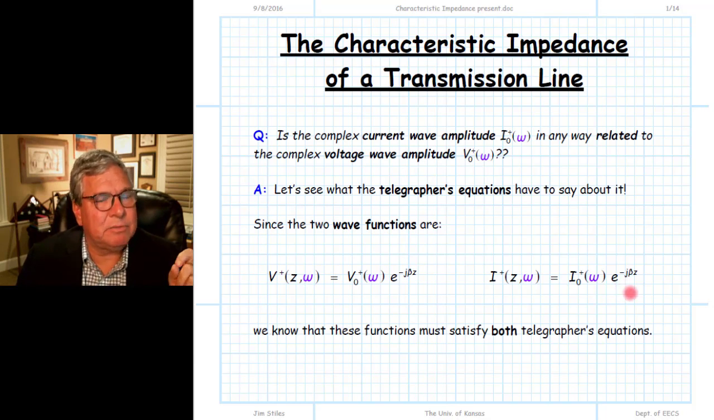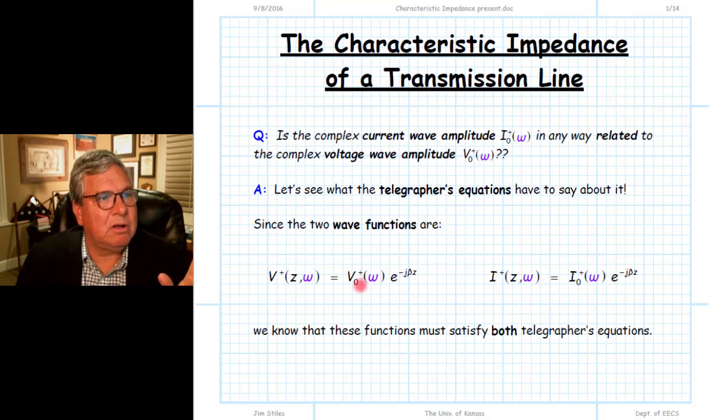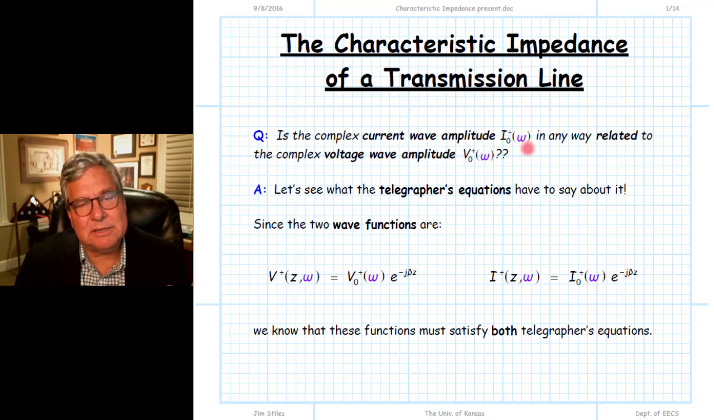The only difference that we see in the results are the complex wave amplitude V0 plus and the complex wave amplitude I0 plus. And so we might ask this question: is V0 plus, that complex wave amplitude, related to I0 plus in any way? Again, it might be reasonable to assume this is true, since they are in fact creations, manifestations of the same single propagating electromagnetic wave.